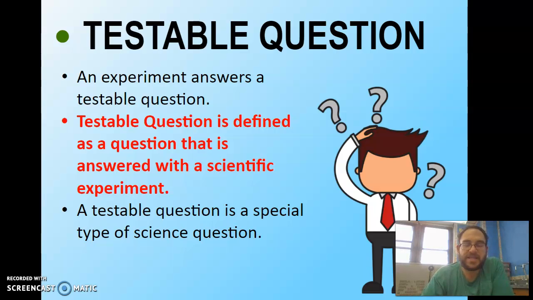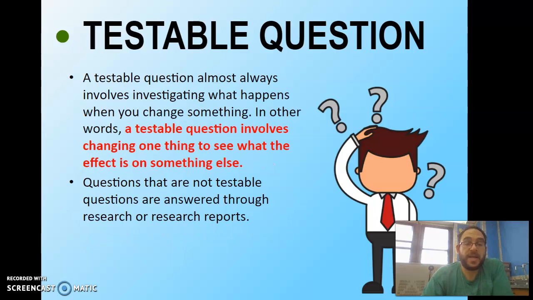It means that there has to be an experiment that can be performed. So a testable question always involves investigating what happens when you change something. So remember, we're copying down what's in red. You can pause the video whenever you need to. A testable question involves changing one thing to see what the effect is on something else. So we're changing something and then measuring what happens.